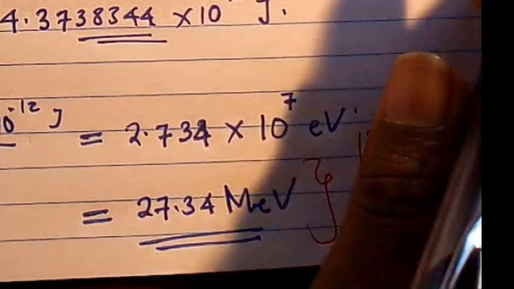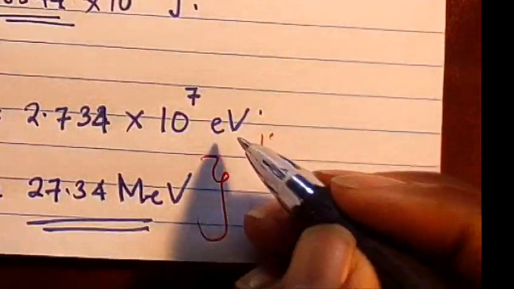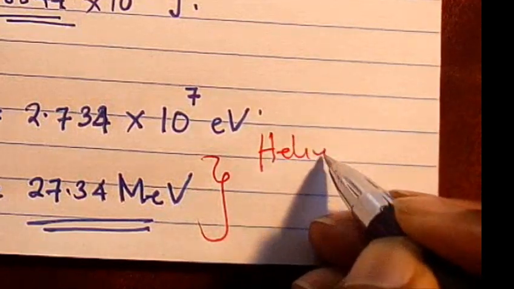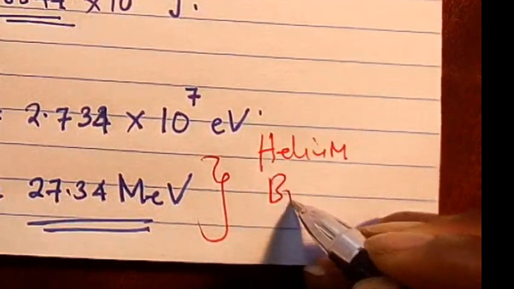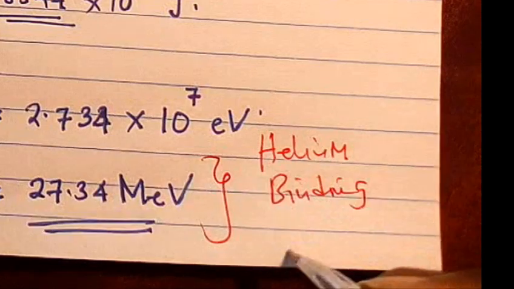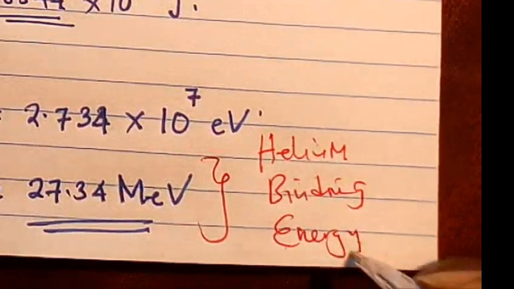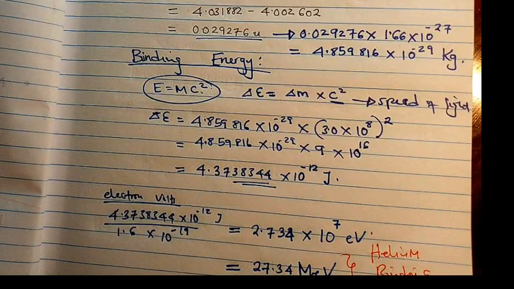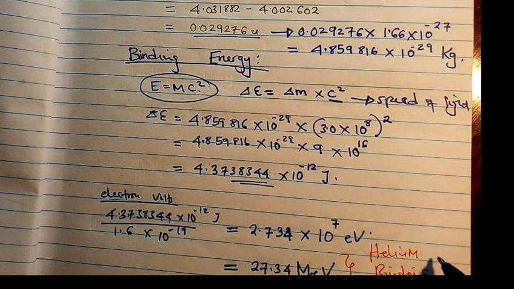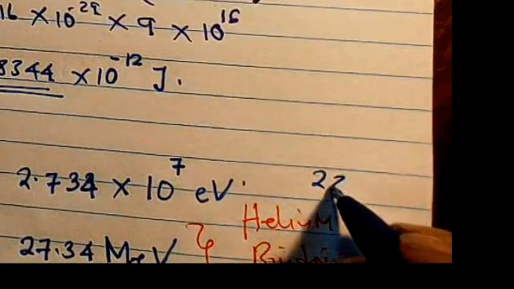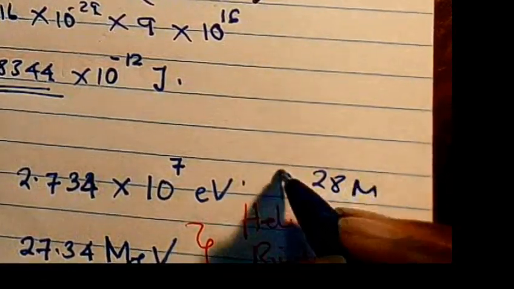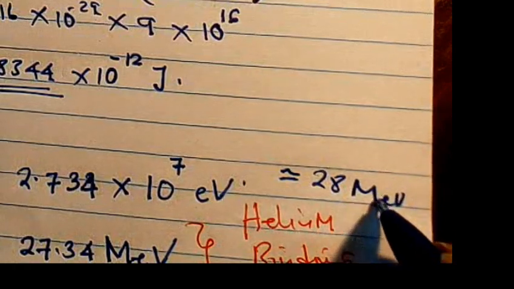This is what we call helium's binding energy. The known value for helium's binding energy happens to be approximately 28 mega electron volts.